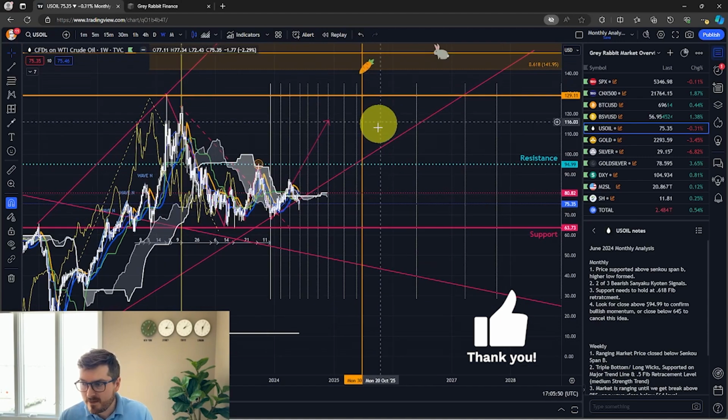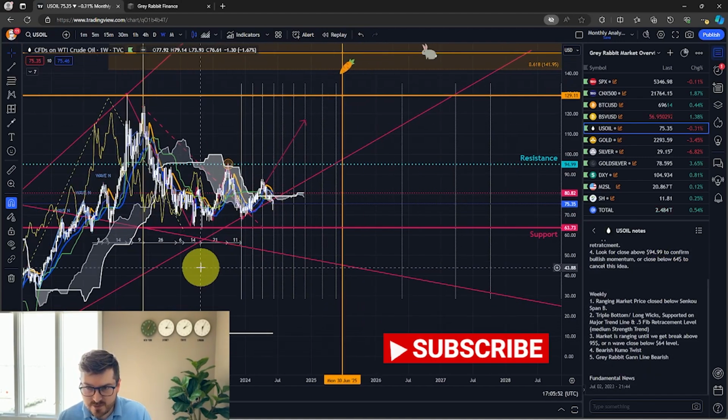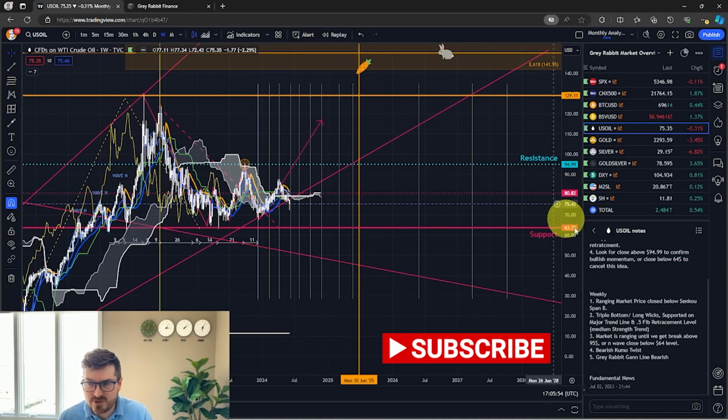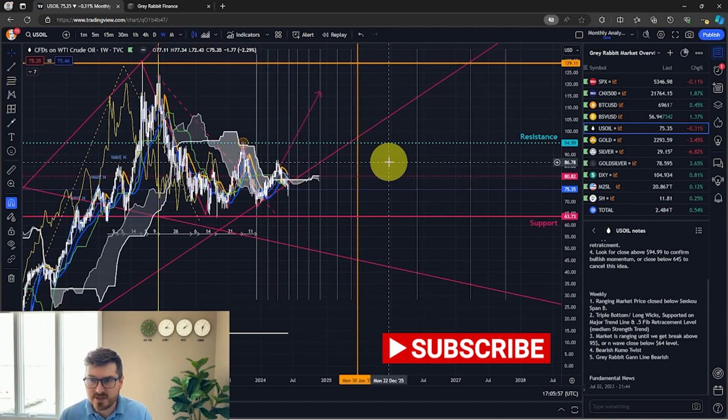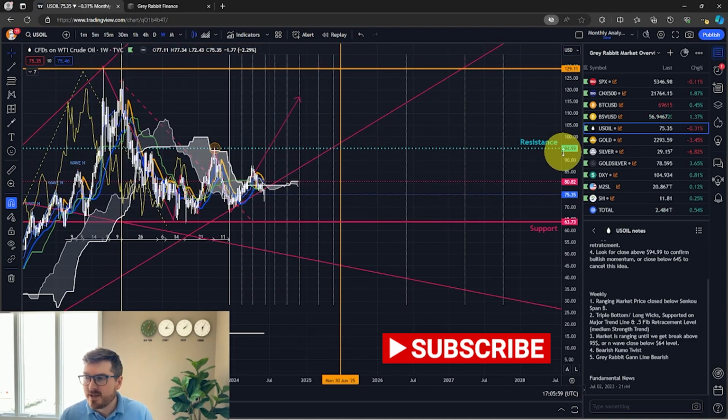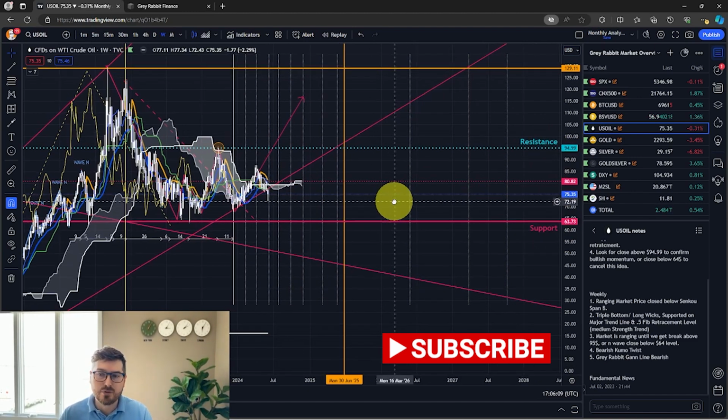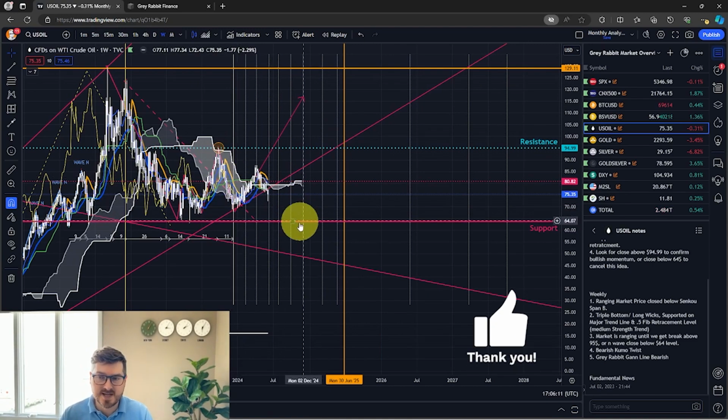Basically, why I think that, at least right now on the weekly chart, this is just a rangy market. So it is a neutral market, and we don't know yet. We're going to need to wait for price to break this $94.99 level. And if this support level here, which is $63.73, breaks, then that's going to invalidate this idea.